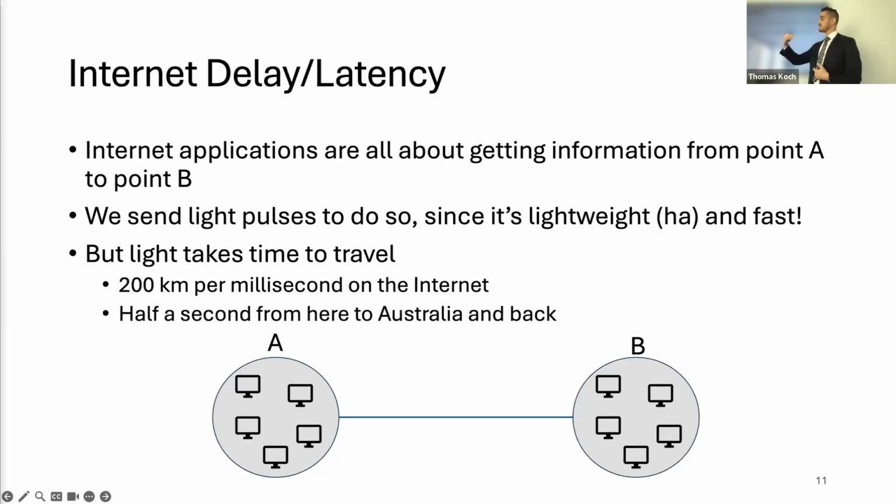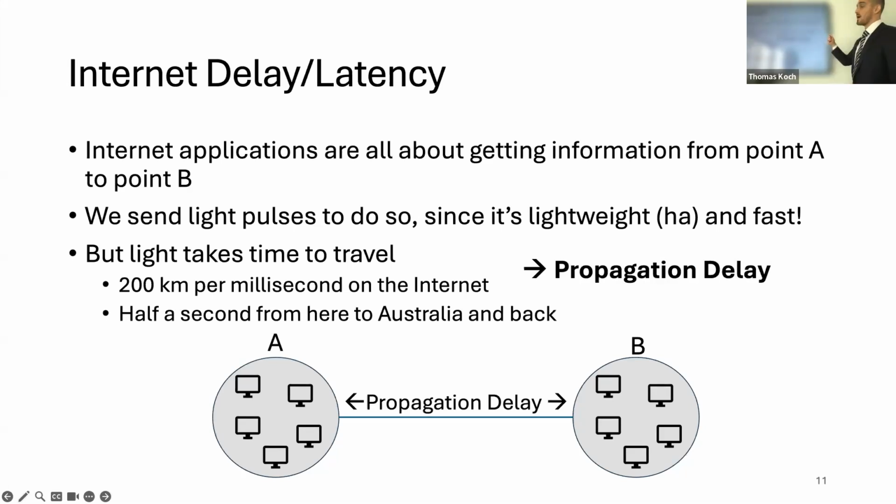It would take about half a second to get from here to Australia and back. And in internet applications, we have to do that several times, so these delays can really add up and become significant. We call this type of delay propagation delay, because it's the delay of light literally propagating on the wire. And it's the type of delay on the internet that I'm going to be talking about the most today.